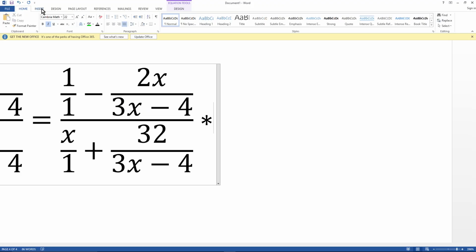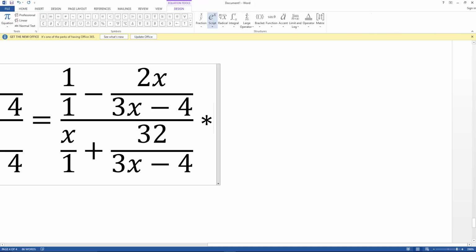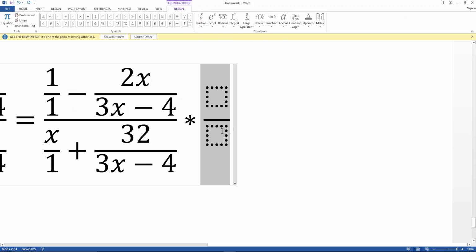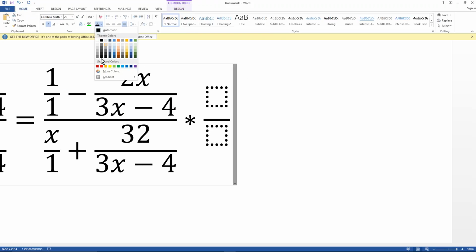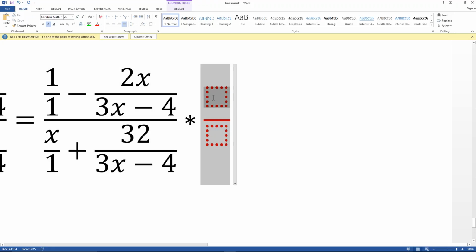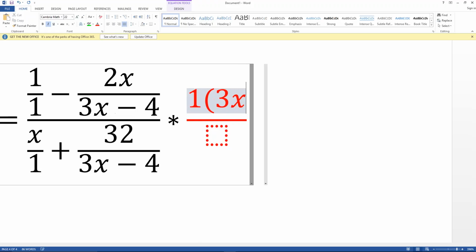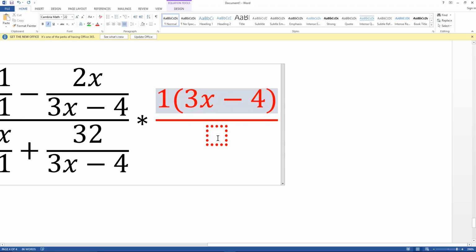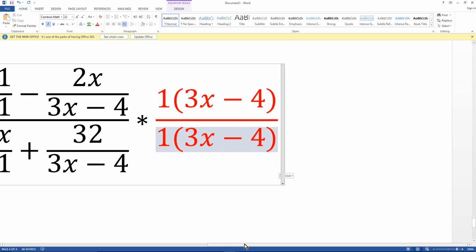Look at both denominators here. Remember what I said? The only thing you can do from here is just put them together. So I'm going to multiply both top and bottom by 1 times 3x minus 4, and then 1 times 3x minus 4 on the bottom.